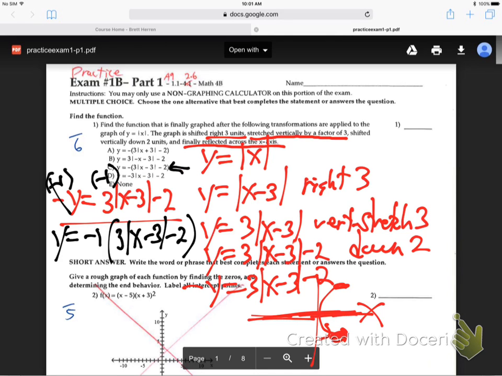C. Not that it's not okay to distribute the negative. You could distribute the negative, but I'm just trying to make mine look like theirs so I know which one to grab. Negative in the front, and then 3, absolute value of x minus 3 minus 2. That's C. That's what they have on C. So C is the answer. Is that good? Questions?